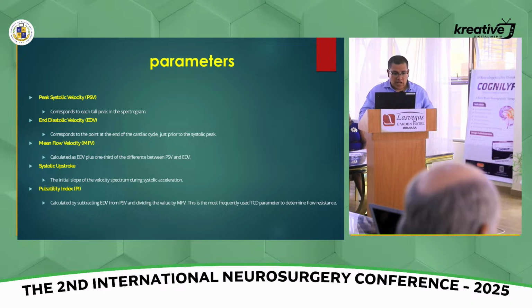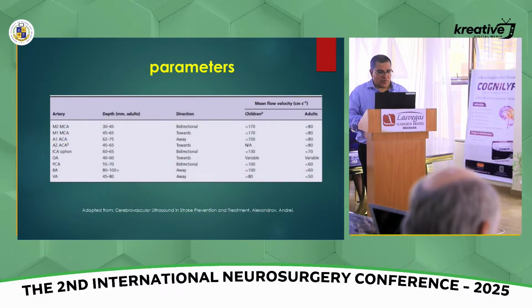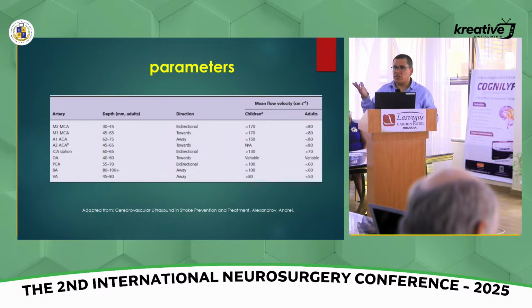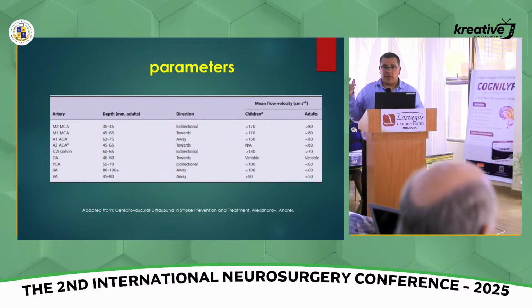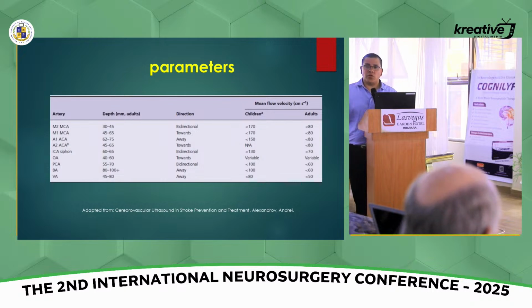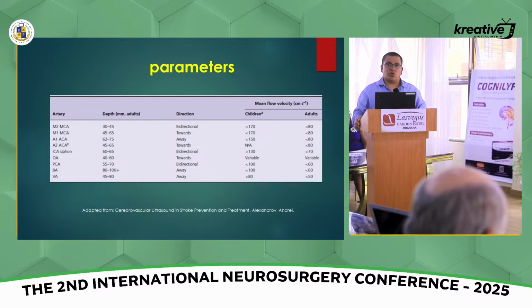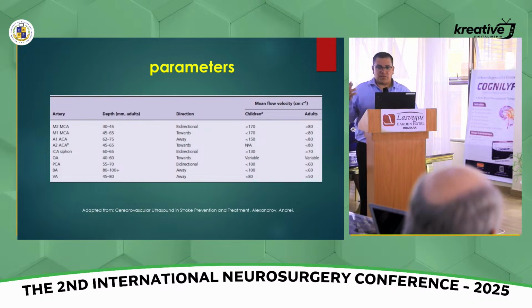And here are some normal parameters of the velocities in children and adults, and that's basically what we use at our institution as well. When we say the majority of the time that velocities in the MCAs are above 120, then we start getting concerned, and if the peaks are above 200 also.